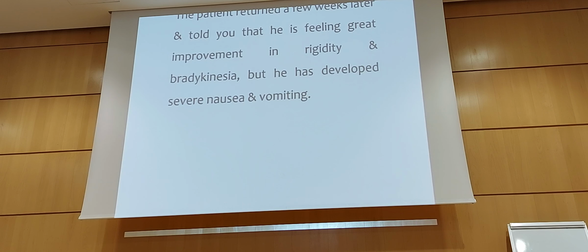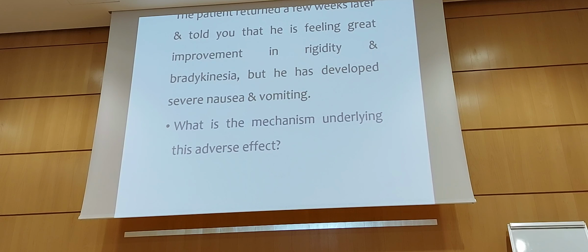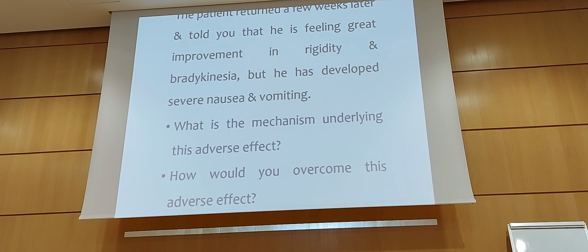Dopamine agonist. They know that without asking the question. So the question will be why domperidone? What is the mechanism underlying this adverse effect? D2 receptors activation at the chemoreceptor trigger zone of the area postrema. So how do you overcome it? Don't worry. Why not metoclopramide?